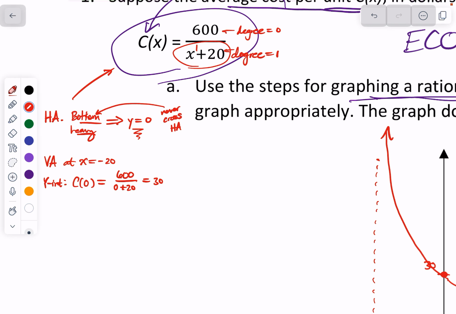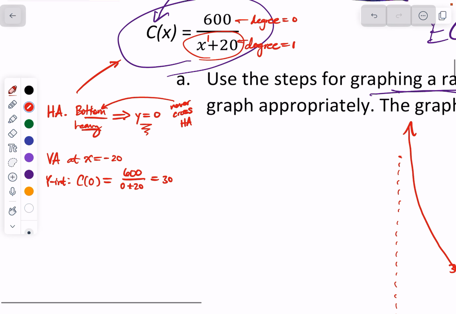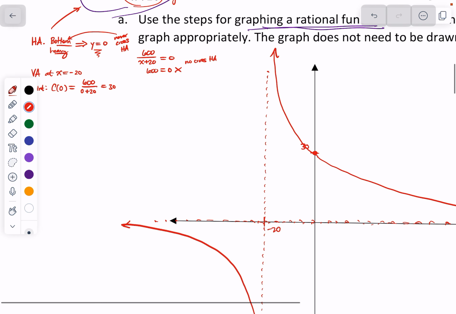Now, if you don't believe me, all you have to do is take your function and see if you can find a place where it crosses. What we do is we set it equal to 0. But if you solve this, you end up getting 600 equals 0, which is nonsense. So no cross for the horizontal asymptote. So this is my graph.